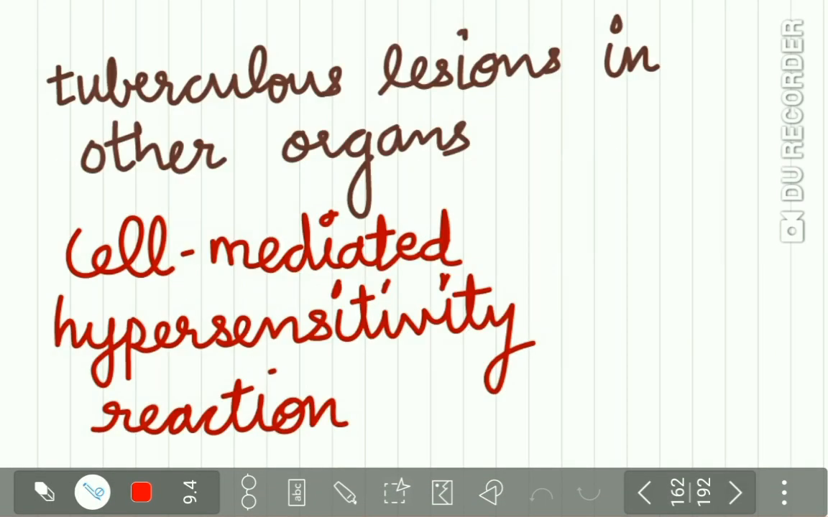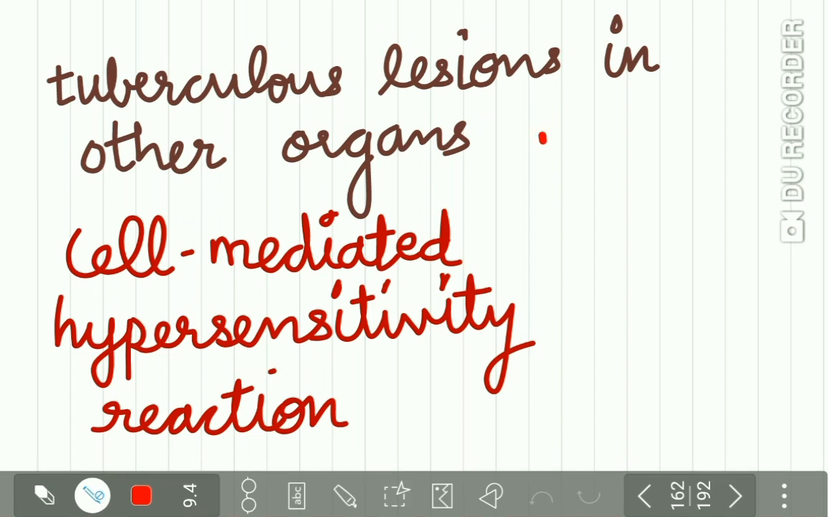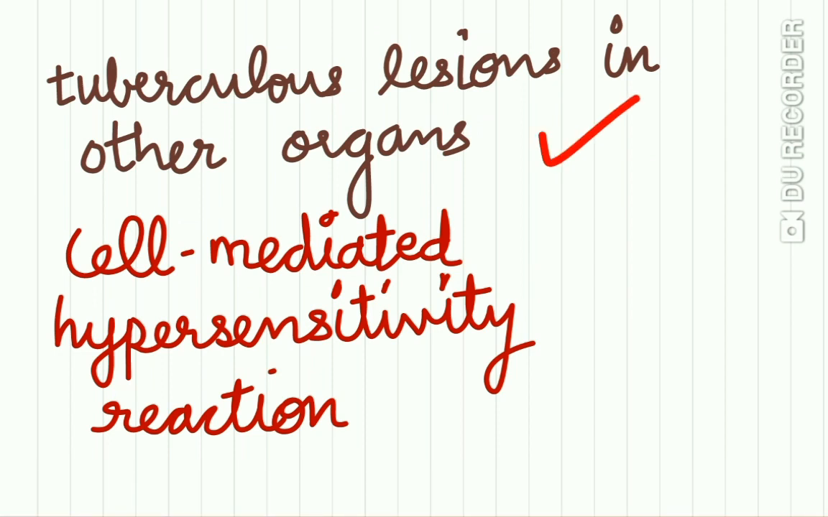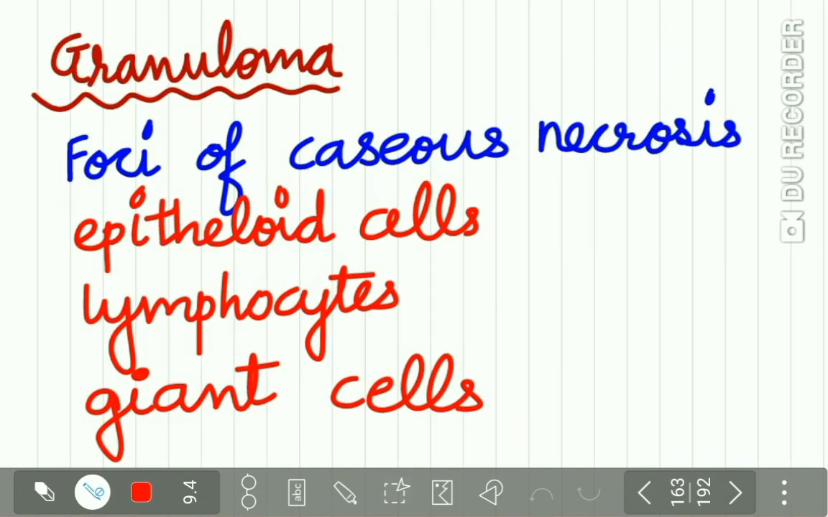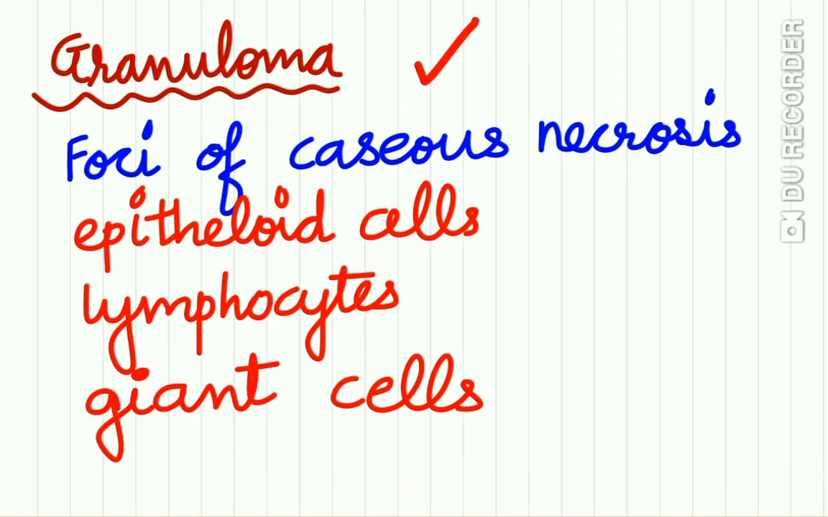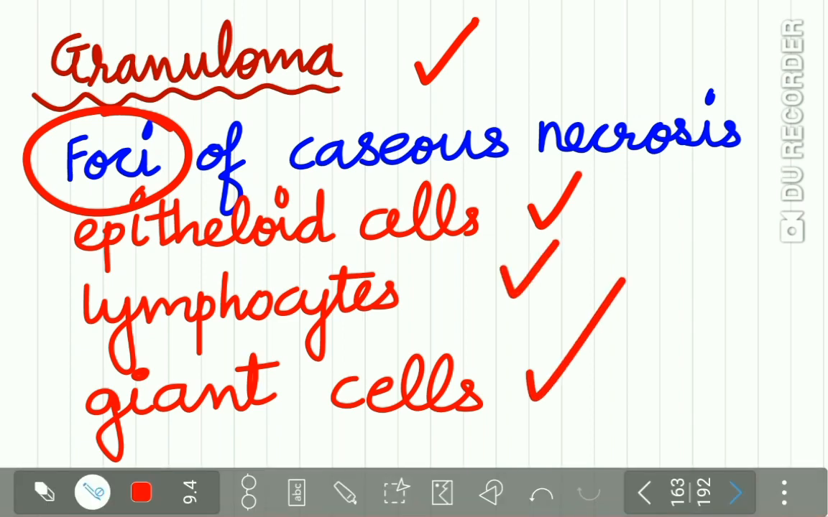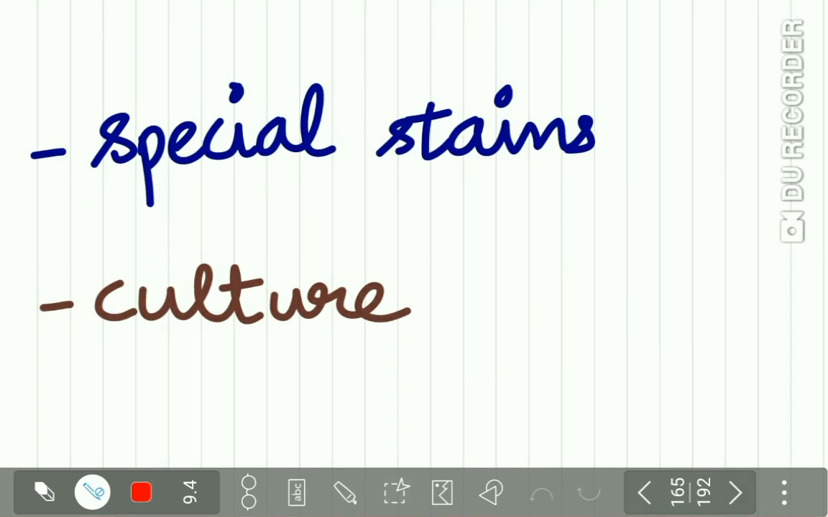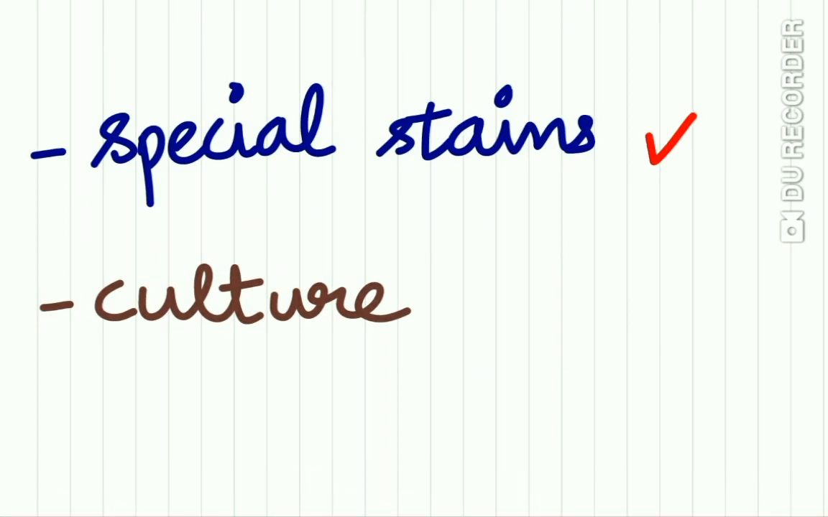Now, the histologic features. Histologic features of oral lesions of tuberculosis are similar to those in other organs. There is a cell-mediated hypersensitive reaction resulting in the formation of a granuloma or a tubercle, which we have already studied, and there may be foci of caseous necrosis in these tubercles. These tubercles may be made up of epithelioid cells, lymphoid cells, and Langerhans giant cells, which we have already studied. Now, the diagnosis may be based upon the special stains for staining the acid-fast bacilli and by culture.